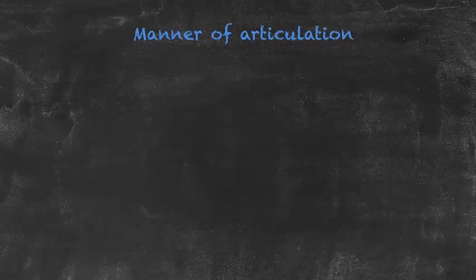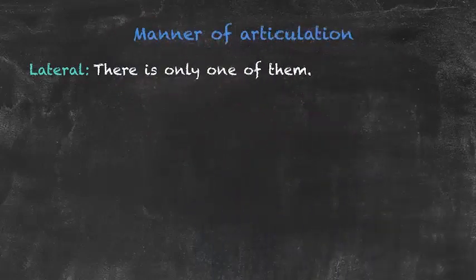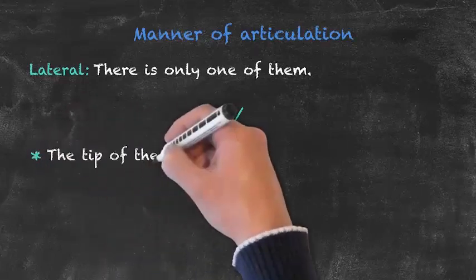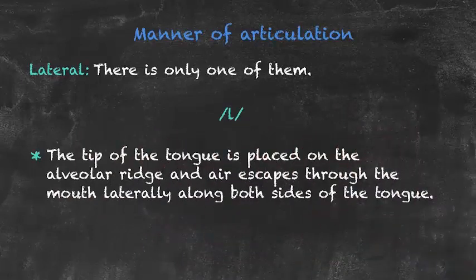Continuing on with the manner of articulation, we have our lateral sound. There's only one of them. I like to think of it as our lonely lateral sound. The lateral sound is the l sound. It's called lateral because the tip of the tongue is placed on the alveolar ridge, and air escapes through the mouth laterally along both sides of the tongue. If you try that at home, you can get, again, an appreciation of where the air is going. It's moving laterally along the vocal tract, and that's l.